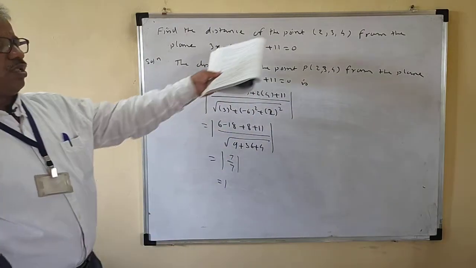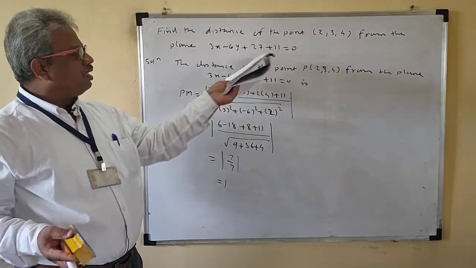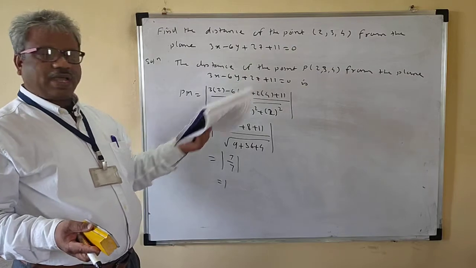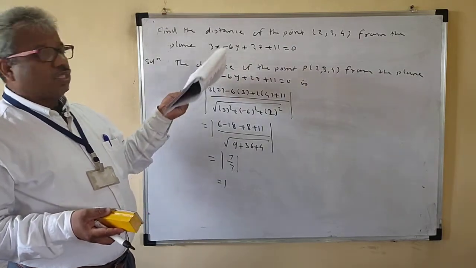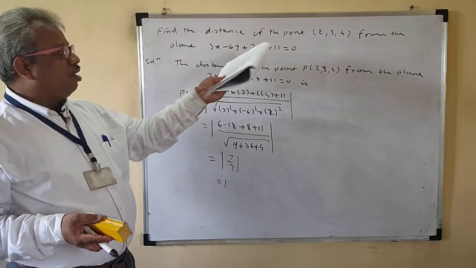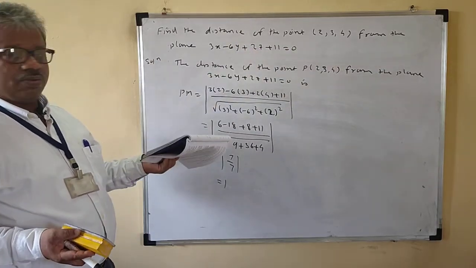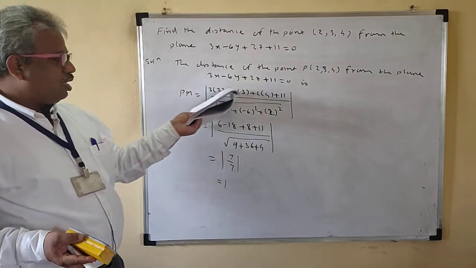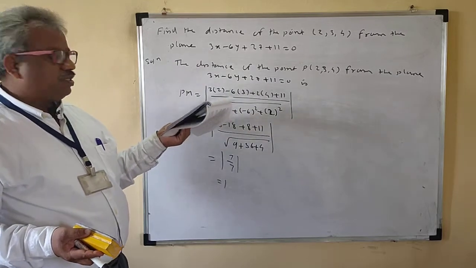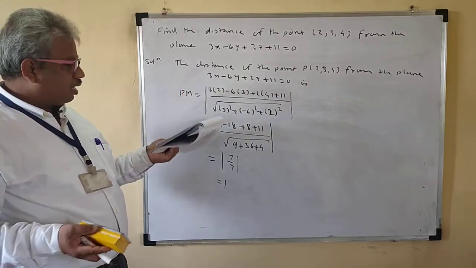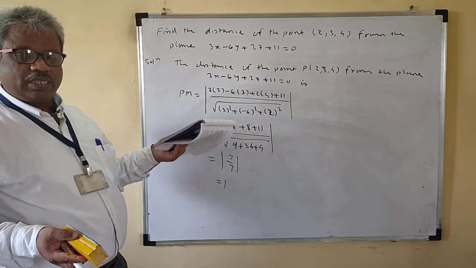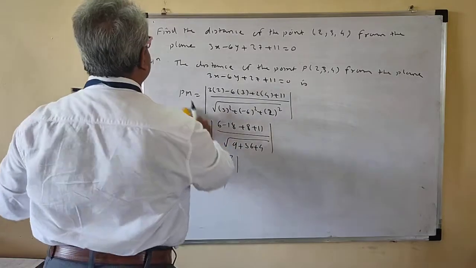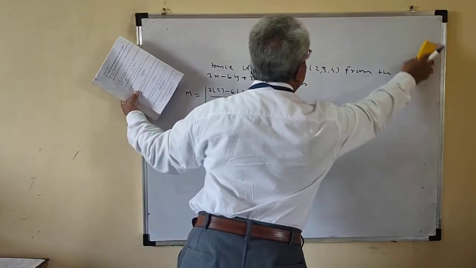Now, the point may be different, the plane may be different. If the constant is plus 11, just write 11, and if it is minus 11, write minus 11. I hope you can solve any problem on finding the perpendicular distance of a point from any plane now. In the numerator you just replace your x, y, z with the point, and under the root, write the sum of the squares of the coefficients of x, y, z. A very simple formula to find the perpendicular distance of a point from the plane.